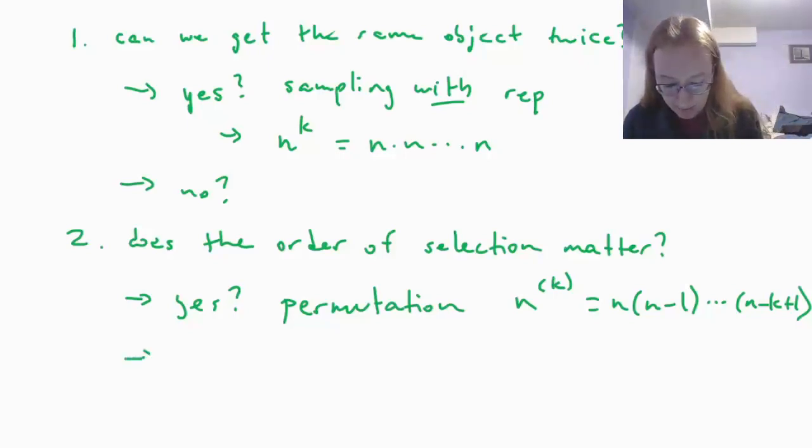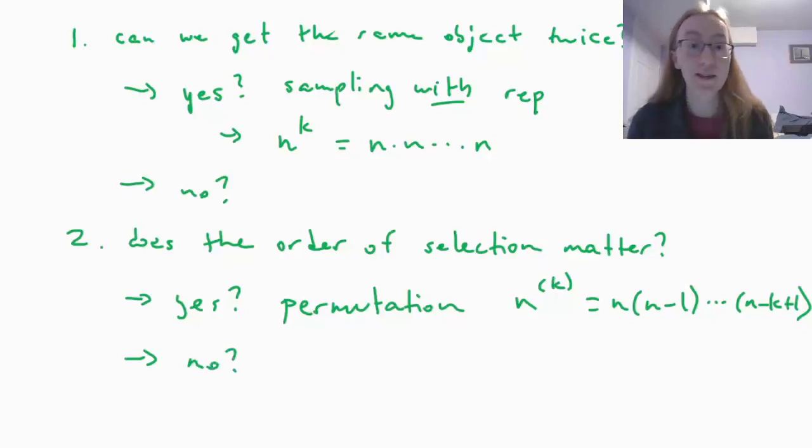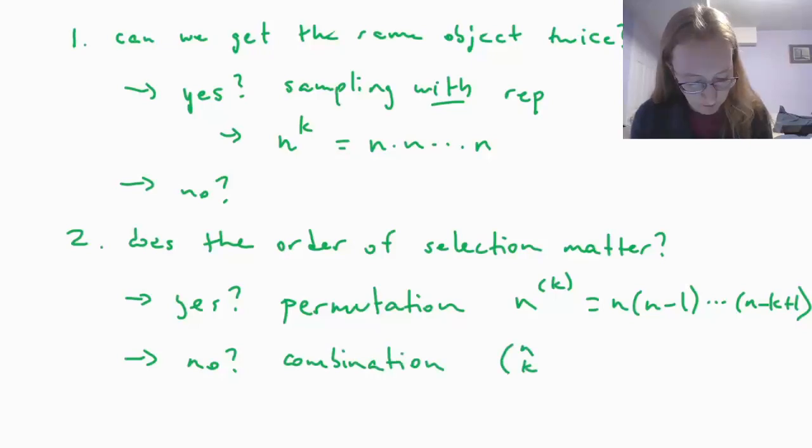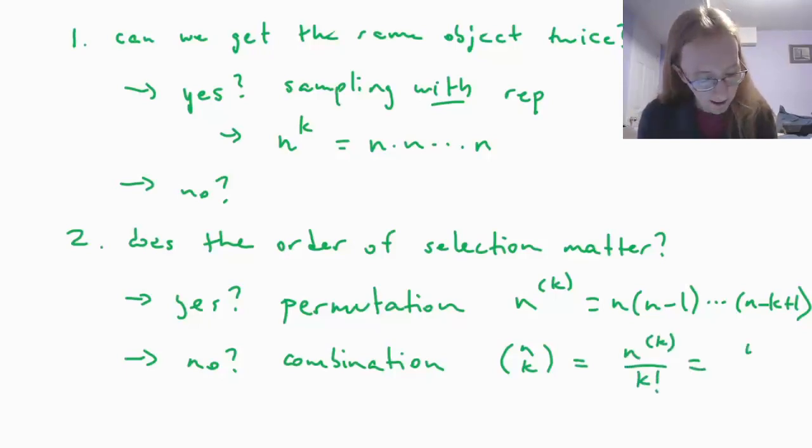And if it's a no, if the order does not matter, then it's a combination. And that's when we would use n choose k, which is just n to k factors divided by k factorial. Or equivalently, n factorial over k factorial times n minus k factorial.